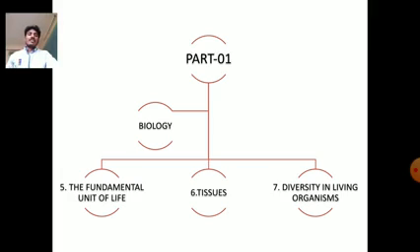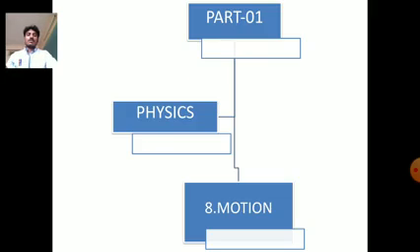And the next chapter is diversity in organisms. In this chapter, we learn about the basic classifications. And next we will move to physics.